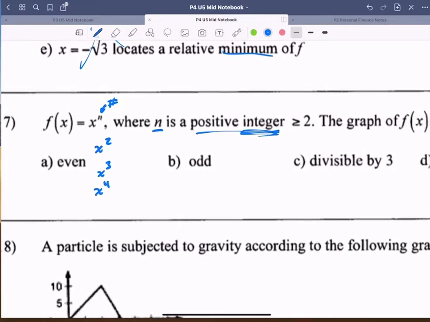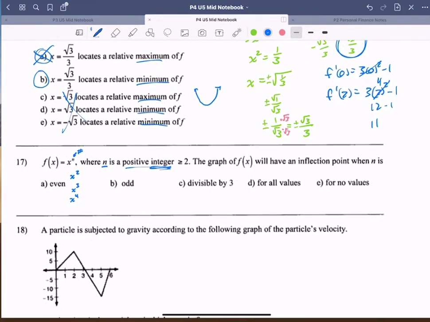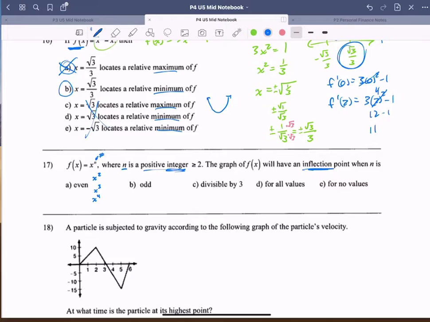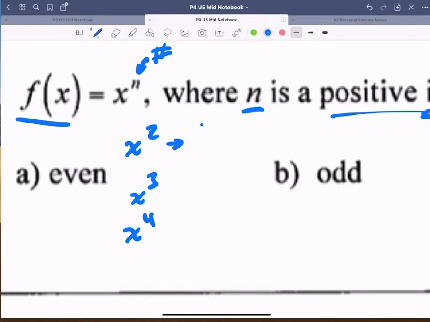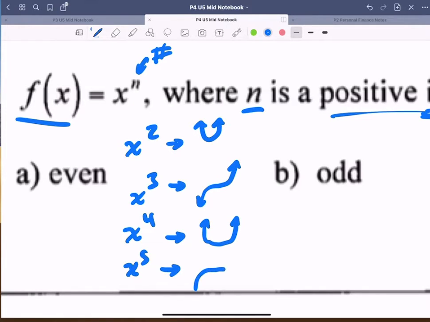All right, so let's read now. It says the graph of f of x will have an inflection point when n, okay, when will the graph, which is f, have an inflection point? Well, let's think about this for a second. I'll go back to my little picture right here. The graph of this would be a parabola. The graph of this would be like the flattened out N kind of thing. And the graph of this would be a parabola again, but kind of stretched out. And then if I go to the next integer, that would be back to the N looking thing.